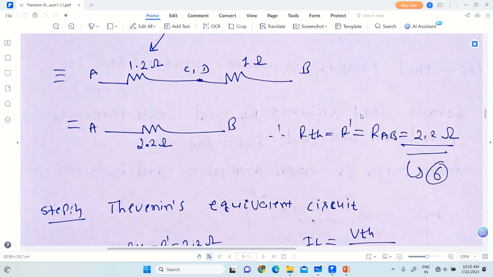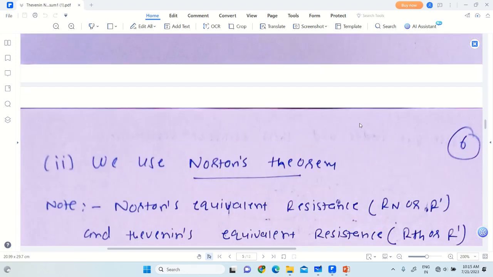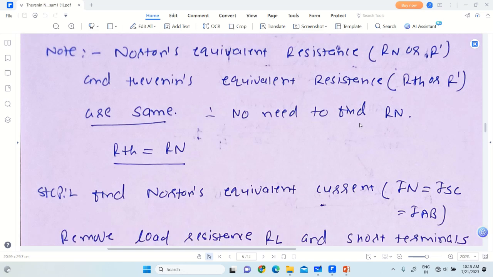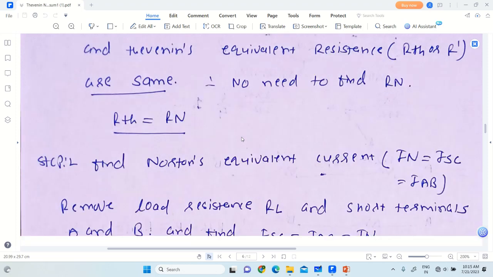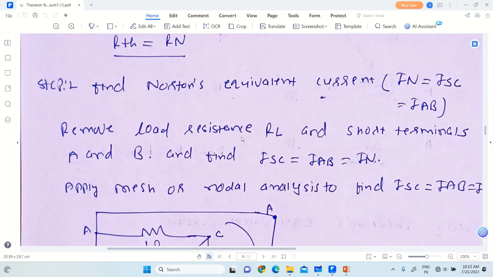Now we will apply Norton's theorem. So here it is written RTH is equal to RN. Now step number 2: we have to find the Norton's equivalent current, which is designated as IN, which is also called ISC, the short circuit current, which is also called IAB.